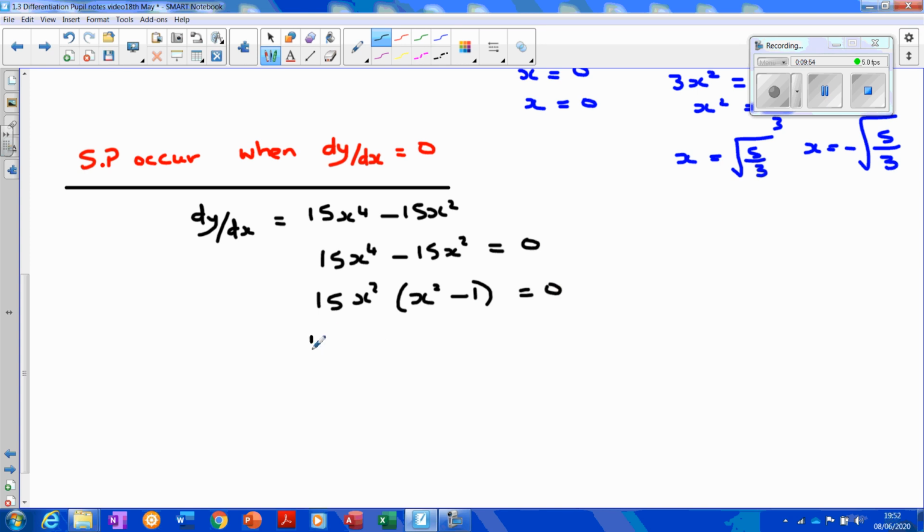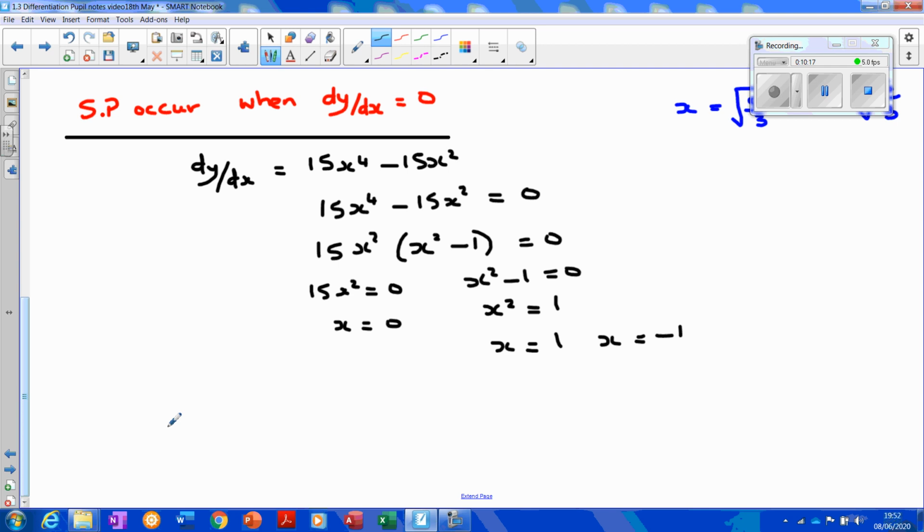Okay, so either 15x squared equals 0, so that means x squared is 0 divided by 15, which is still 0. Square root of 0 is 0, so x is equal to 0. X squared minus 1 equals 0, add 1 onto both sides, so x squared is equal to 1. You're taking the square root, so square root of 1 is 1, but also remember the negative root, x is equal to minus 1. So in this case, we've got 3 stationary points.